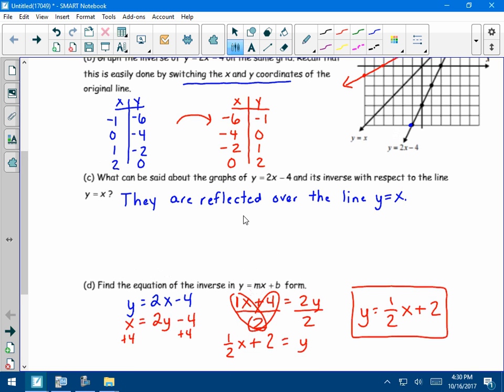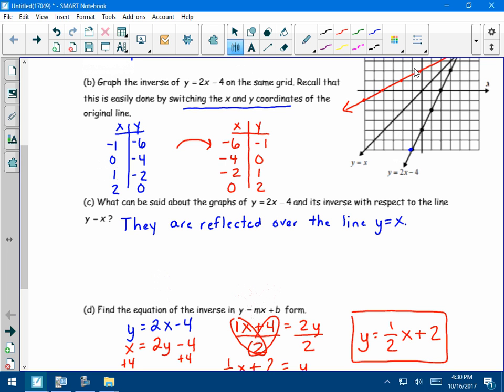That should confirm with what we have on the graph. It's got a y-intercept of 2. And the slope is rise 1 over 2. So that works.